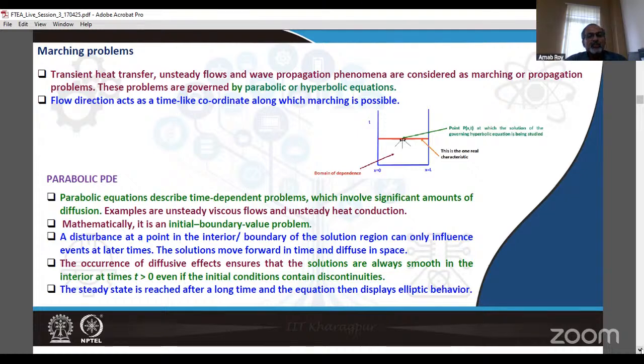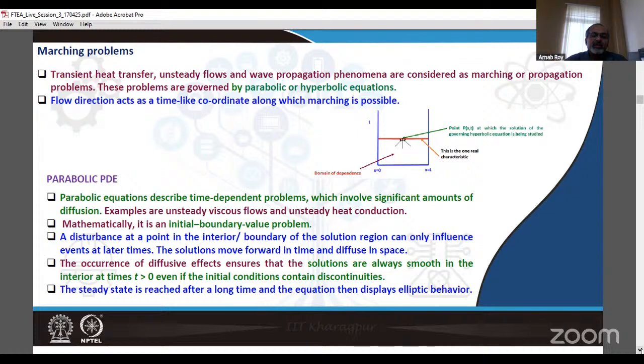A disturbance at a point in the interior or the boundary of the solution region can only influence events at later times, and the solutions move forward in time and diffuse in space. So the diffusion basically happens across the spatial expanse of the domain. The occurrence of diffusive effects ensures that the solutions are always smooth in the interior part of the domain at t greater than 0, even if initial conditions contain discontinuity. So they will tend to get diffused out as time elapses.